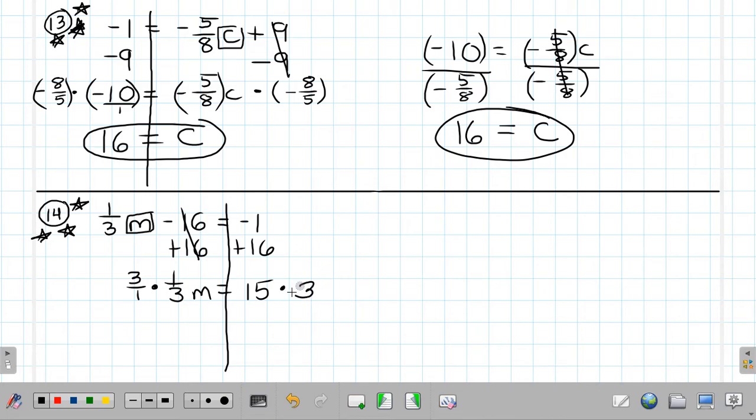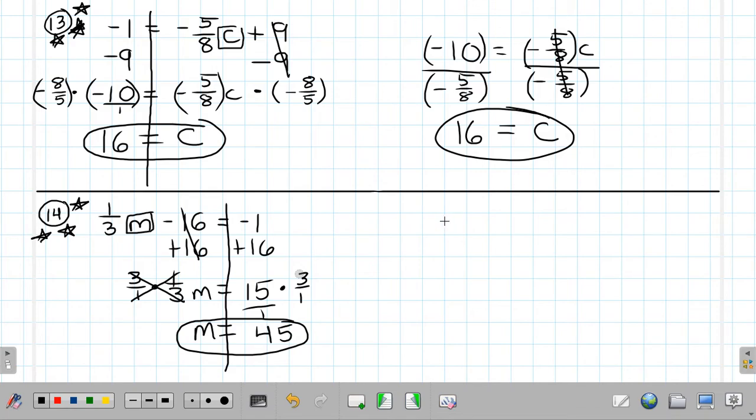So you can literally just multiply 15 times 3. But just to be consistent, technically it is 3 over 1 because here 3 times 1 is 3, 1 times 3 is 3, 3 over 3 is 1m. And then here we got 15 times 3 is 45 over 1. That's just 45. So m is 45. Okay. And then, as always, plug it back in. 1/3 times 45 is equal to 15. 15 minus 16 is negative 1.